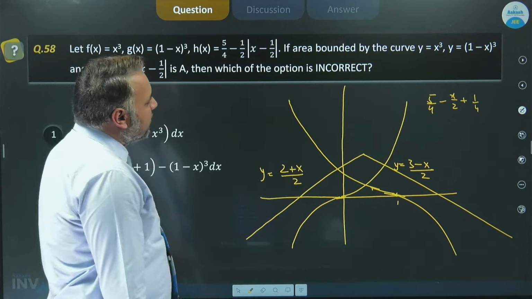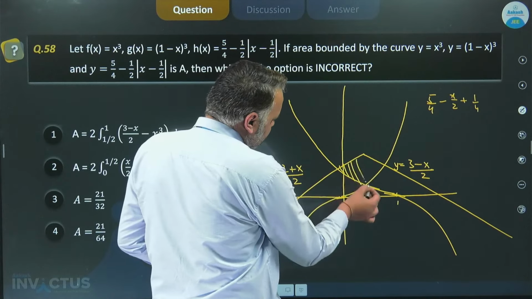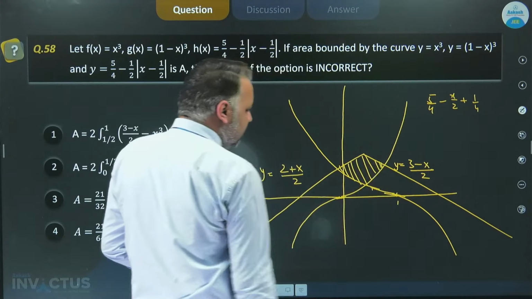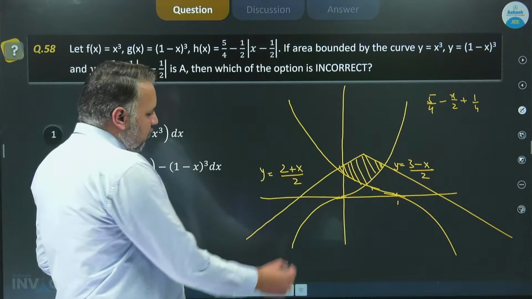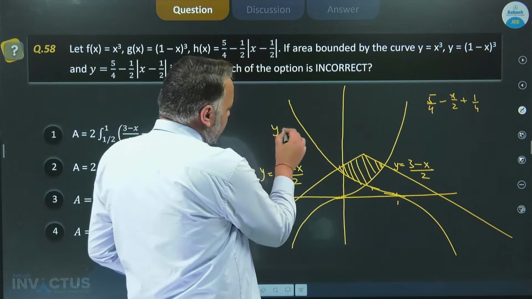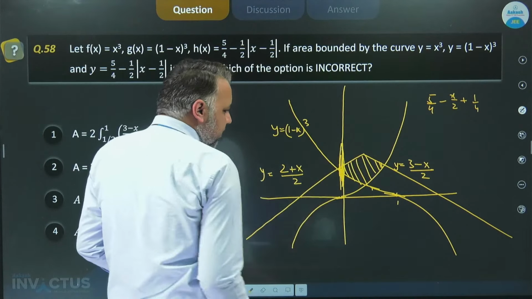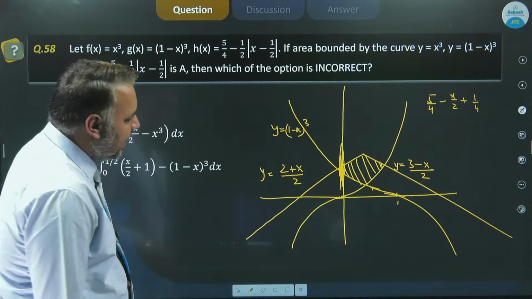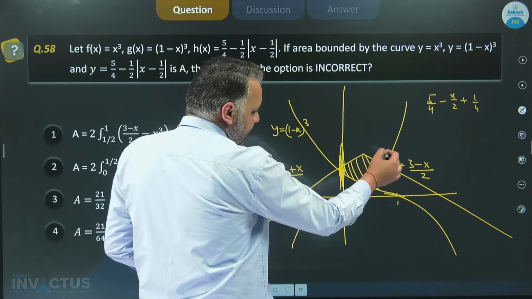So we have to find the area bounded by these three curves. You can see that this is the final bounded region. You can also find the points of intersection. Now y is equal to 2 plus x divided by 2, and y is equal to 1 minus x whole cube. You can see x is equal to 0 is the point of intersection. So the y-axis will pass from here only. They will intersect on the y-axis. And similarly, you can check that they will intersect at this point, x is equal to 1.